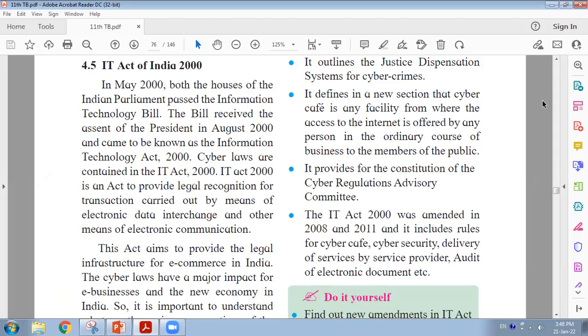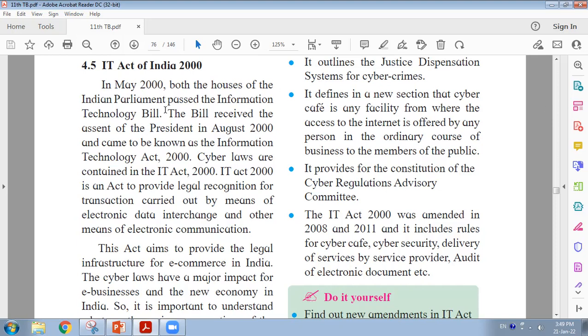In case, suppose we or our friends may be the victim of cybercrime, at that time we should know what to do. And all those things, what we have to do and how to do it, are given in this IT Act 2000.